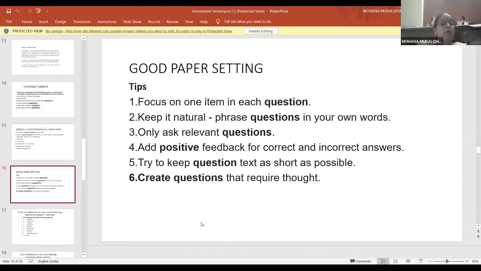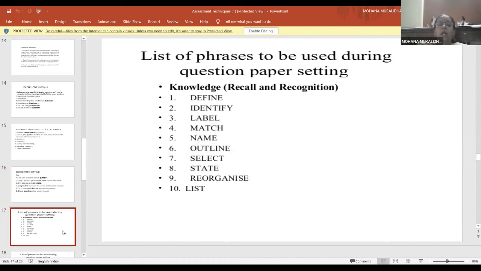Okay, now I'm going to tell about the various phrases we need to use. நம்ம பேப்பர்ல when we set a paper, it should have so many phrases which are really distinct and different. இப்ப நான் knowledge level question, knowledge levelனா just recalling and recognition. So ஒரு knowledge levelல ஒரு பேப்பரை செட் பண்ணணும்னா the phrases should be something like define, identify, label, match, name.